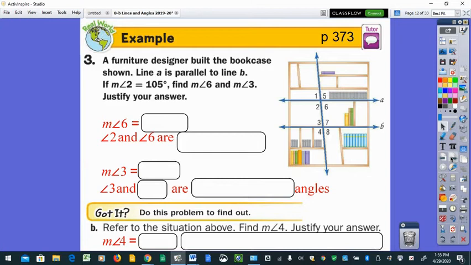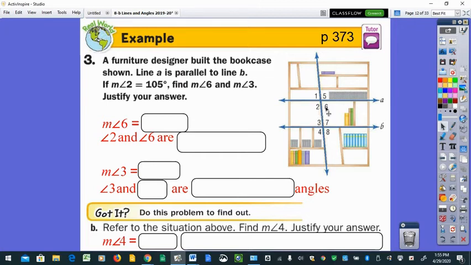So here we have a furniture designer who has built a bookcase shown. And A is parallel to B, and you have this kind of cool modern design with this transversal kind of going up at an angle. They are telling me that angle 2, which I'm touching right here, is 105 degrees. You can tell it's an obtuse angle. It's bigger than 90. So it's 105 degrees, and I have to find angle 6, and I have to find angle 3.